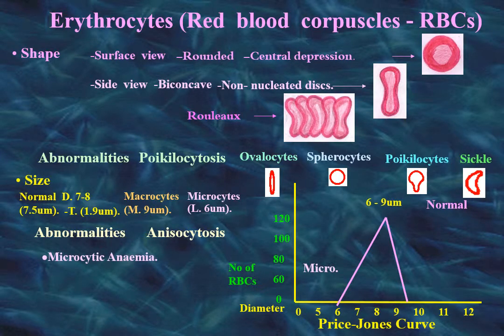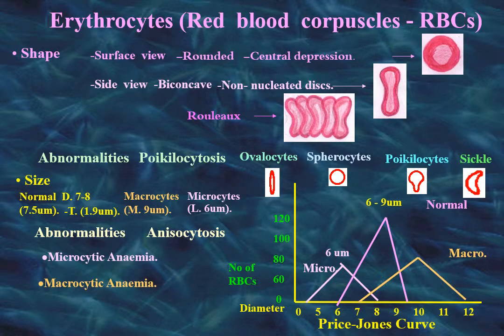In microcytic anemia, there is less number of RBCs than normal, most of them having small diameter. Therefore, the high peak of the curve is near 6 micron. The reverse occurs in macrocytic anemia, where there is also less number of RBCs, but most of them having larger diameter, more than 9 micron. Therefore, the high peak of the curve is met with at more than 9 micron.